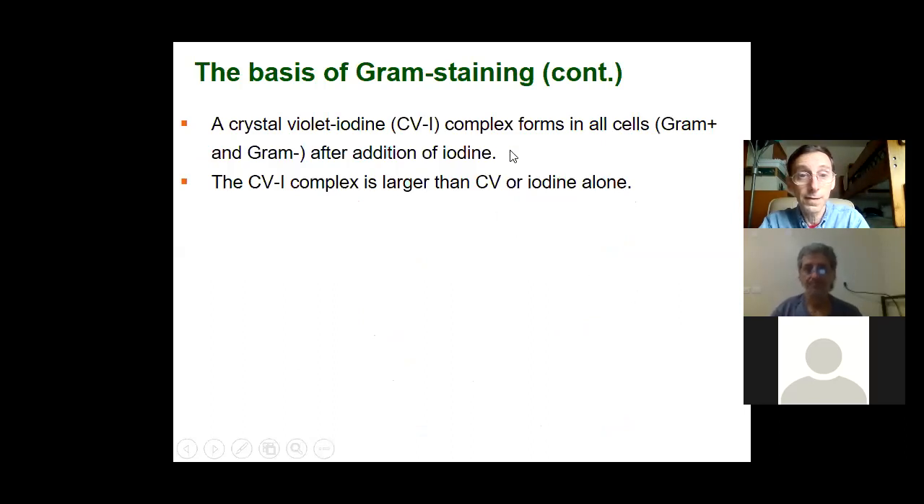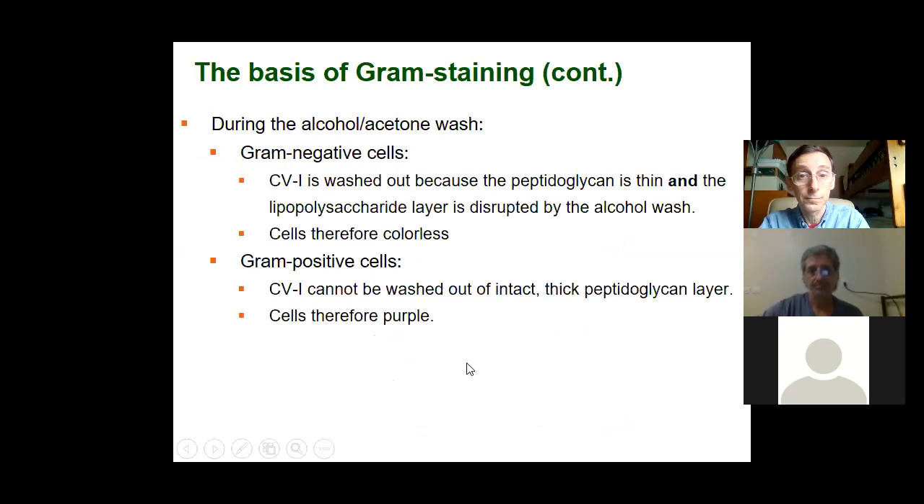I've already talked about that. The crystal violet iodine is washed out of gram-negatives because the peptidoglycan layer is thin and the lipopolysaccharide layer is disrupted. The cells will therefore be colorless after the acetone alcohol wash. In the gram-positive cells, the crystal violet iodine cannot be washed out of an intact thick peptidoglycan layer, and so the cells remain purple. All right.